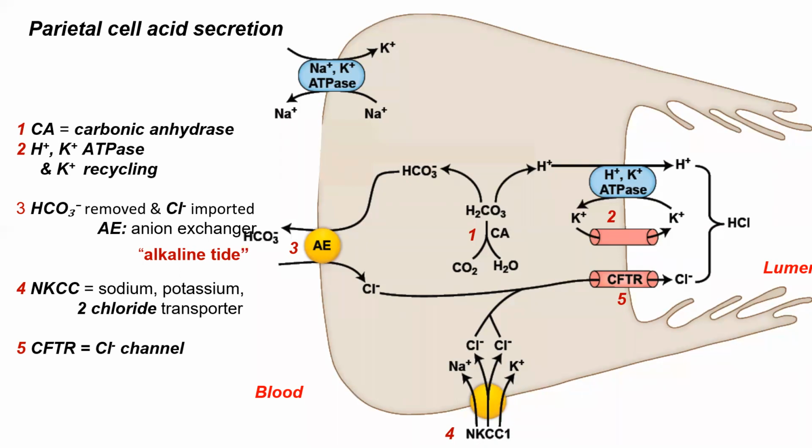Then the bicarbonate will be replaced by the chloride through something called AE, which is the anion exchanger. But we don't have a lot of chloride, so we're going to have NKCC, which will release more Cl into the cell, along with the Cl from the anion exchanger. And they will be released by the cystic fibrosis TR, which will release also Cl, and they will bind together to form HCl. Perfect. Sorry, I took a lot of your time.